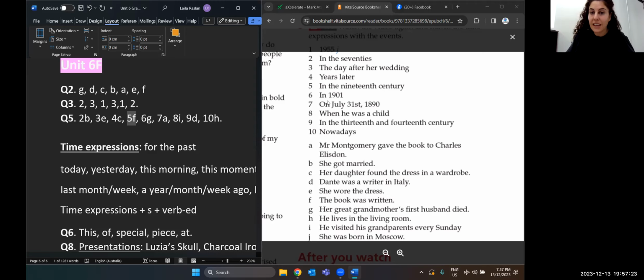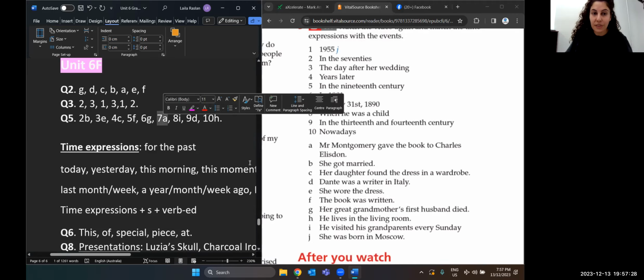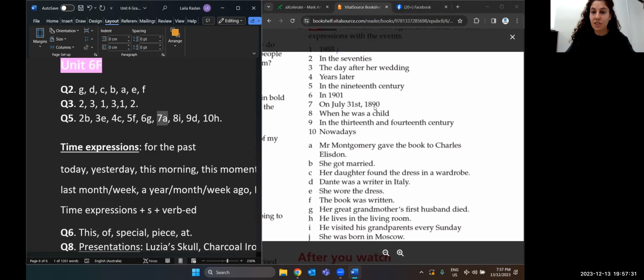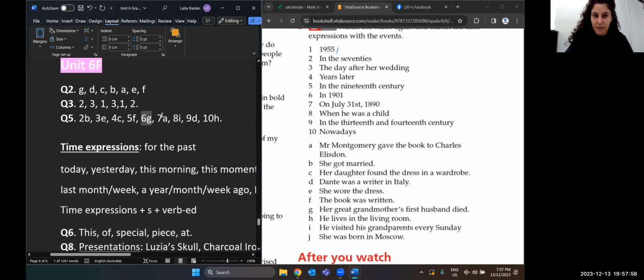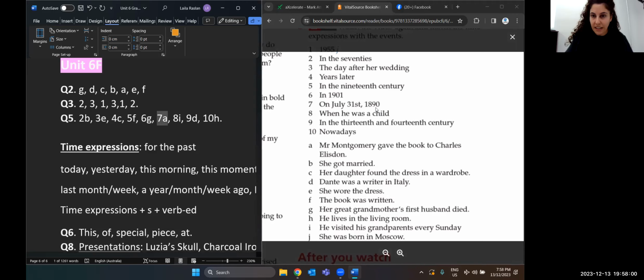In 1901, so this is another example using in 1901. What happened in 1901? So we're using a time expression first. Her great-grandmother's first husband died. That's what happened. So the verb is died. It comes from to die. It's irregular. On June the 31st, 1890. Number 7, on July the 31st, 1890.